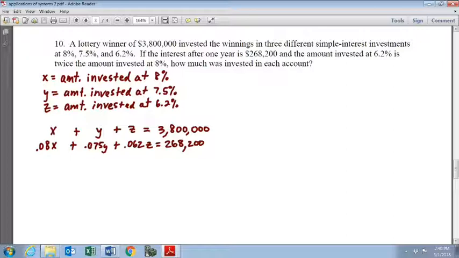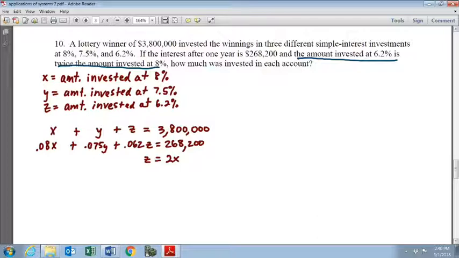That's not bad. All right, finally here it says the amount invested at 6.2% is twice the amount invested at 8%. Well, what was the amount invested at 6.2%? Well, that was Z. And that equals twice the amount invested at 8%. So that would be 2 times X.